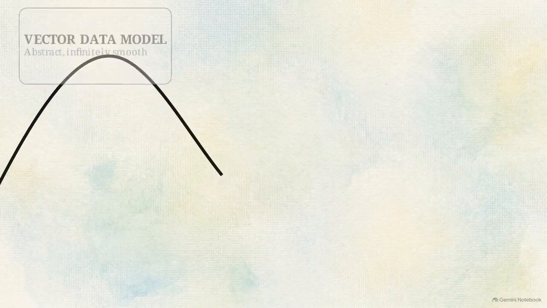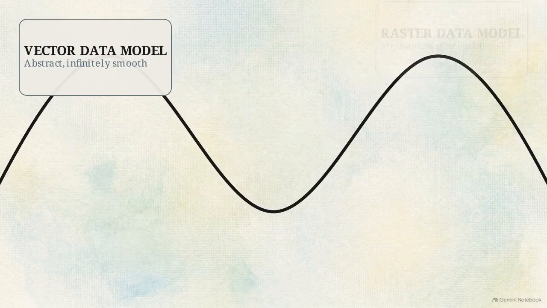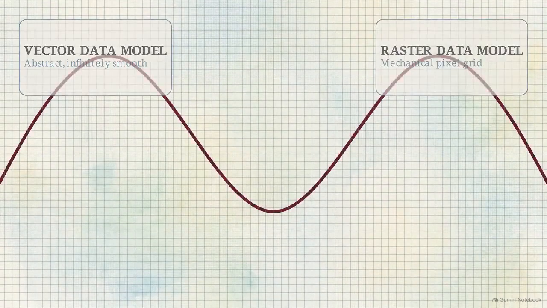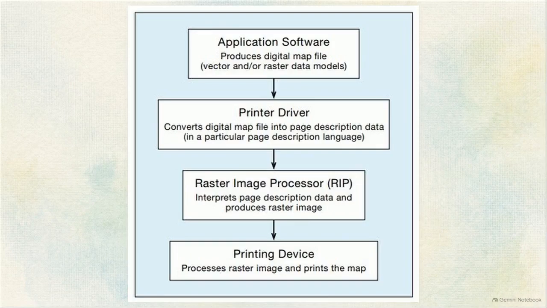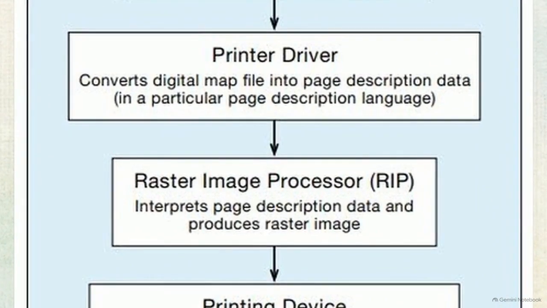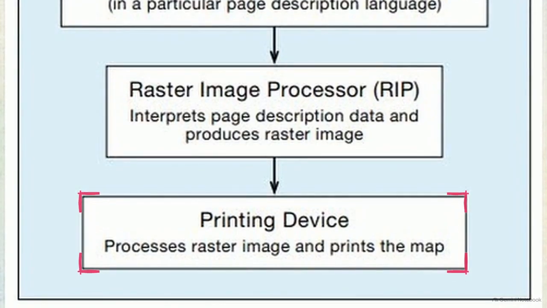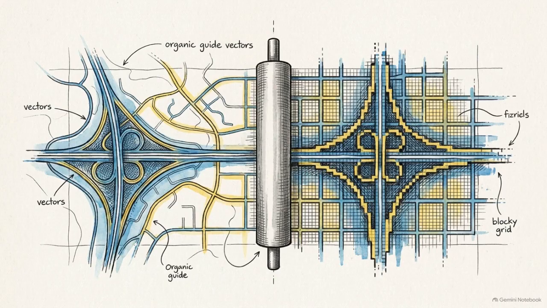Every physical printing device shares a core mechanical limitation. They can only deposit ink onto a rigid grid of specific physical locations. They do not understand vectors or abstract geometry. Because of this limitation, every digital map passes through a raster image processor, or RIP. The RIP is the engine of the printing process. It takes page description languages, like PDF, and converts those instructions into a final raster grid of pixels the printer can execute. This mandatory conversion is why rasterizing a map too early in your workflow is dangerous.